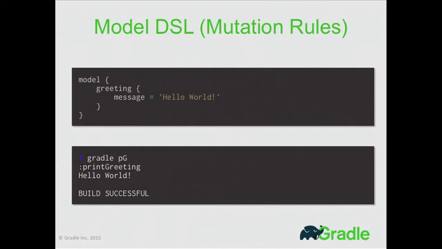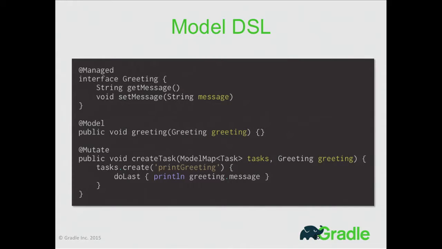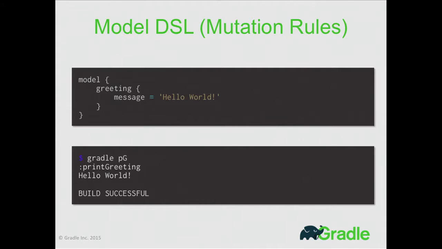Assuming we're going to do that from our build script, I'm going to mutate that object in this way. I'm saying there's a model element named greeting, and that model element has a property named message, and I'm going to set the value to hello world. That creates a mutation rule that is executed before the greeting is used as an input to this task, so that when the task is created, it's configured properly to print out my value.